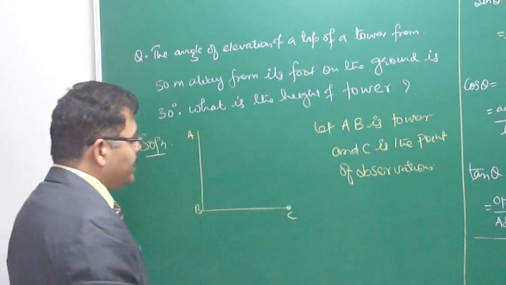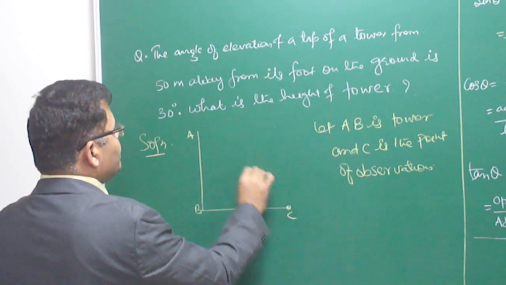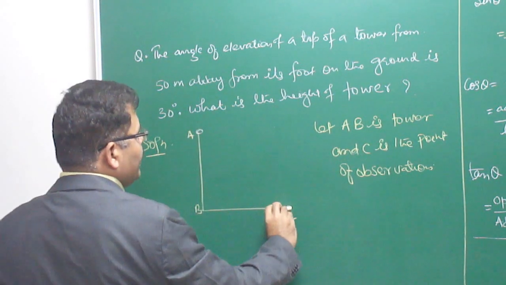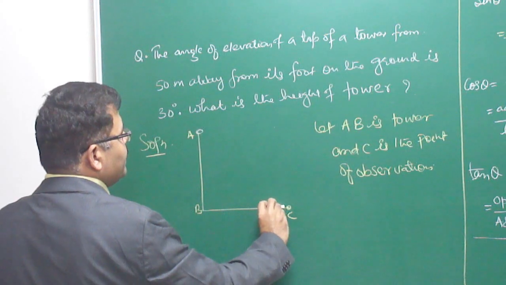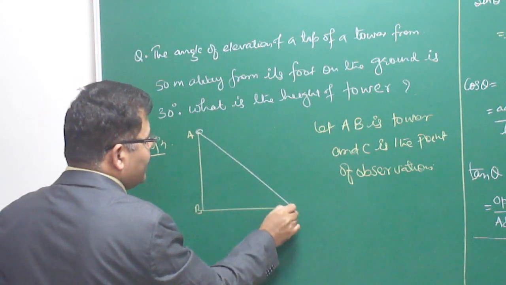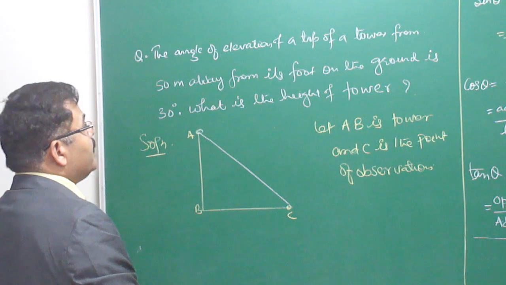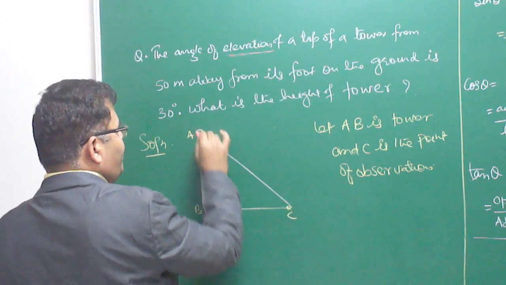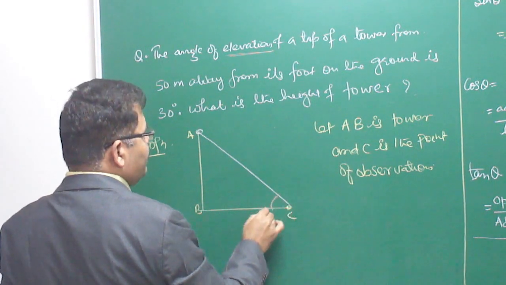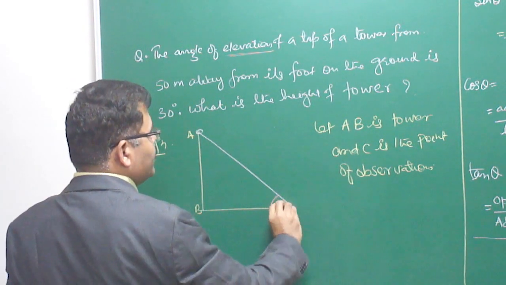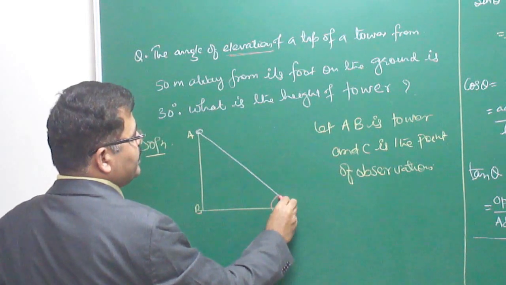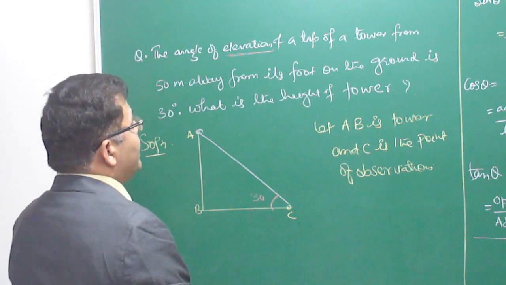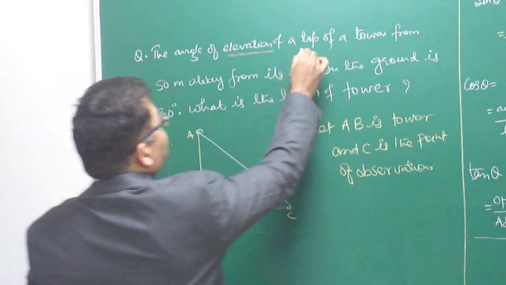The observer is here, and what does he want to see? He wants to see the top or vertex of the tower. So what angle does he have to make, angle of elevation or angle of depression? Angle of elevation. That is why it is said that the angle of elevation is made to see the top of the tower. And what is that angle of elevation? It is the angle made from the horizon. The observer is here and he wants to raise his view, so this is the angle, and that angle is 30 degrees.